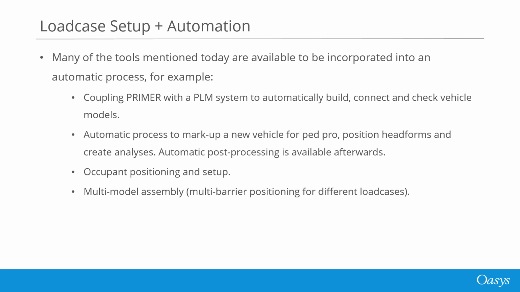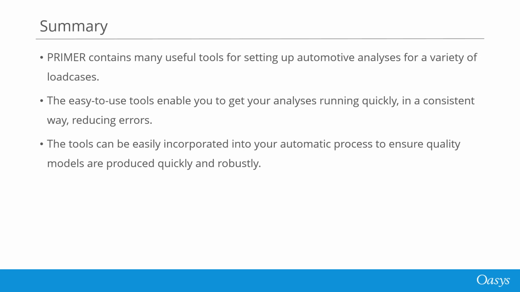Of course, occupant positioning and setup can be incorporated into an automatic process. And then maybe multi-model assembly, so multi-barrier positioning for different load cases using the same vehicle model. So just to summarize, Primer contains many useful tools for setting up automotive analyses for a variety of different load cases. The easy-to-use tools enable you to get your analysis running quickly in a consistent way, reducing errors. And the tools can easily be incorporated into your automatic process to ensure quality models are produced quickly and robustly.